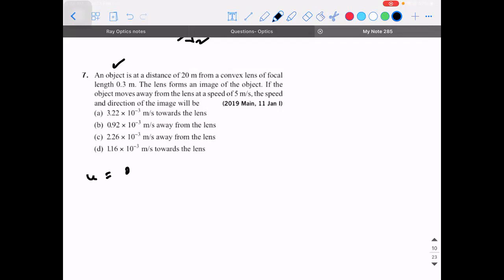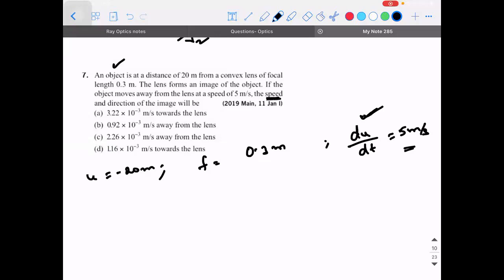So what is given? u is 20 meter, correct? f is 0.3 meter. du by dt is 5 meter per second. As per sign convention, I'll take this as negative. Now let's see, du by dt is speed, right? It's not velocity, it's speed.